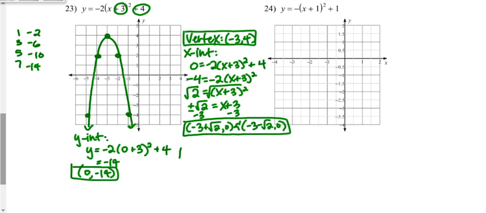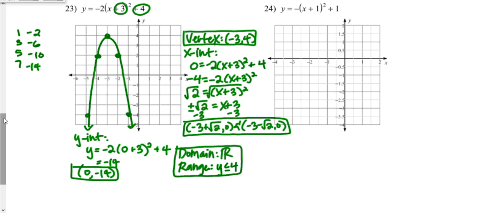And then we have our domain and our range. Domain of a quadratic is going to be all real numbers. The range, this opens downwards, so we're going to say y is less than or equal to, and the y value of your vertex is 4. So you have your graph and all the information you needed to find.